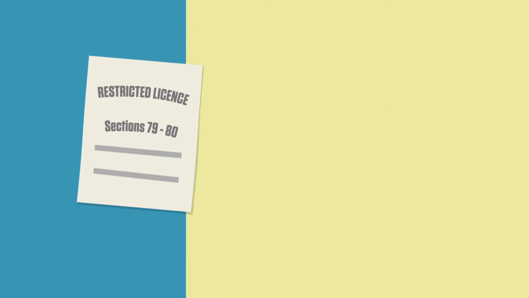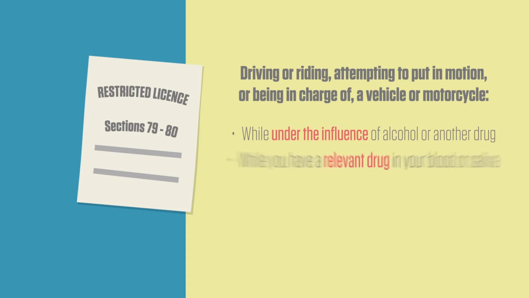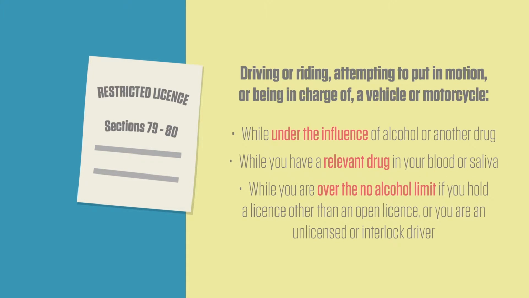One such offence is driving or riding, attempting to put in motion or being in charge of a vehicle or motorcycle while under the influence of alcohol or another drug, while you have a relevant drug in your blood or saliva, or while you are over the no alcohol limit if you hold a licence other than an open licence, or you are an unlicensed or interlock driver.